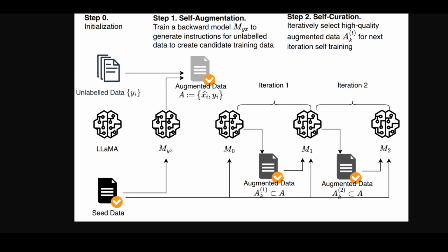One of the examples which they have done with this method is called the Humpback model, which is created using this method. And this Humpback model outperforms all other Llama-based models on the Alpaca leaderboard that don't rely on distillation data.